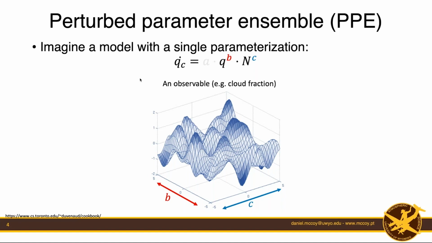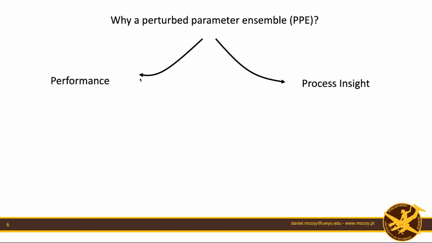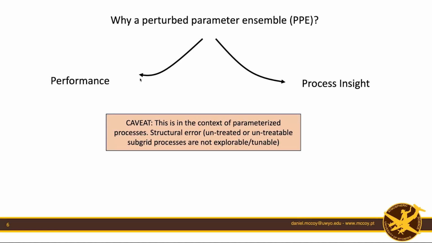And at least in my mind, there's two main reasons to use the PPE. One is performance in your model, and the other is process insight, understanding how subgrid processes project onto the global mean, our global behaviors. A caveat to this is that we only address parameterized processes, so structural error from untreated or untreatable processes isn't really addressed here. I don't have time to discuss this, but there are ways to try to suss out using PPEs whether there is structural error.